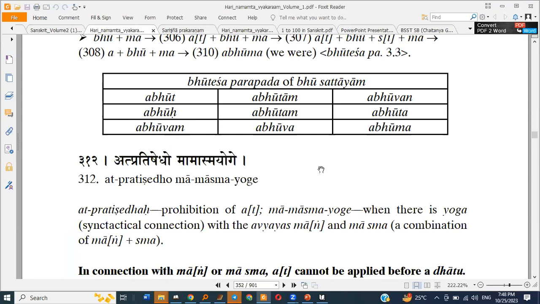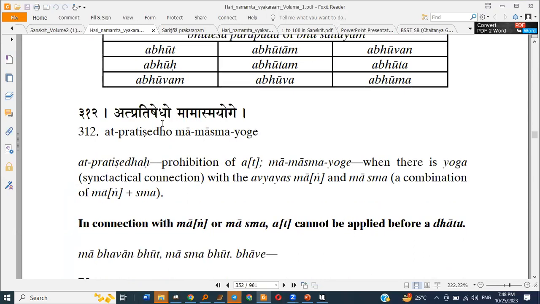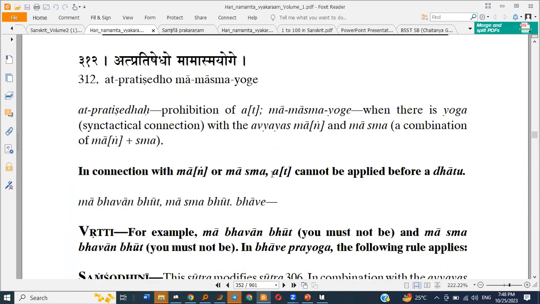Then at prati shedho ma masma yoge. In connection with mang or masma, at cannot be applied before a dhatu. So now see, in bhutesha, bhuteshwara, and in ajita, we apply that at before the dhatu. But if in a running sentence, in a shloka, anywhere, we see this ma or masma element, then along with that, if there is a dhatu, let's say either bhuteshwara or ajita, then that at will not be there.